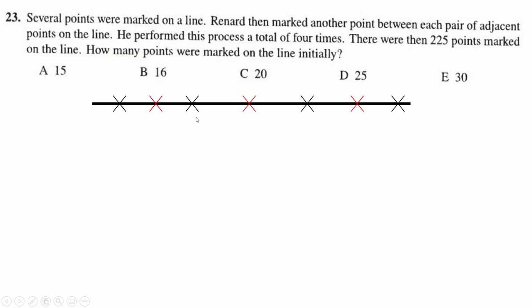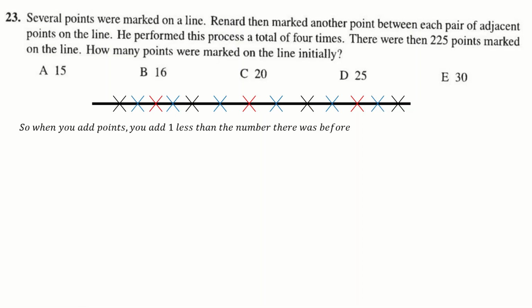Now what I notice is, for whatever number of points you start with, you're going to mark 1 less than that, because there are 1 less gaps than there are points. And this works here, right? Now we've got 7 points. And so we're going to mark 1, 2, 3, 4, 5, 6 new ones. So whatever n points you start with, you add one less than there was before.